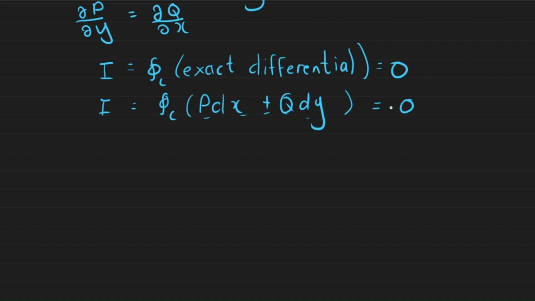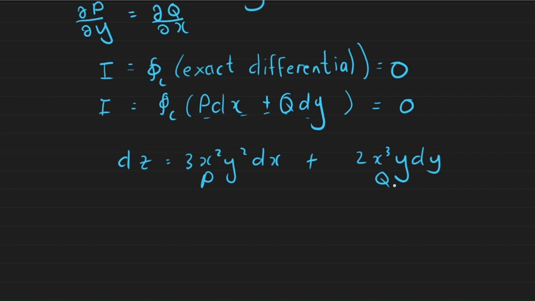So I think this point is most easily illustrated through an example. So let's just take some differential. We say 3x squared y squared dx, so this is our P, plus 2x cubed y dy, and this is our Q.